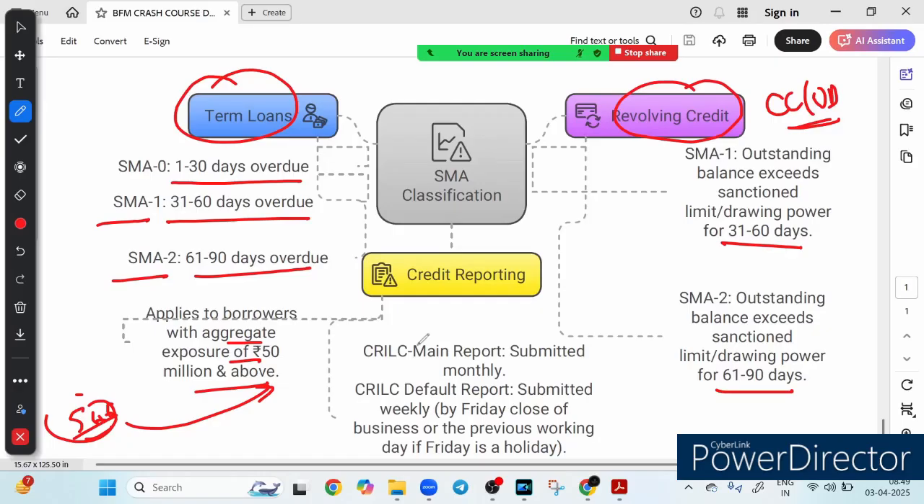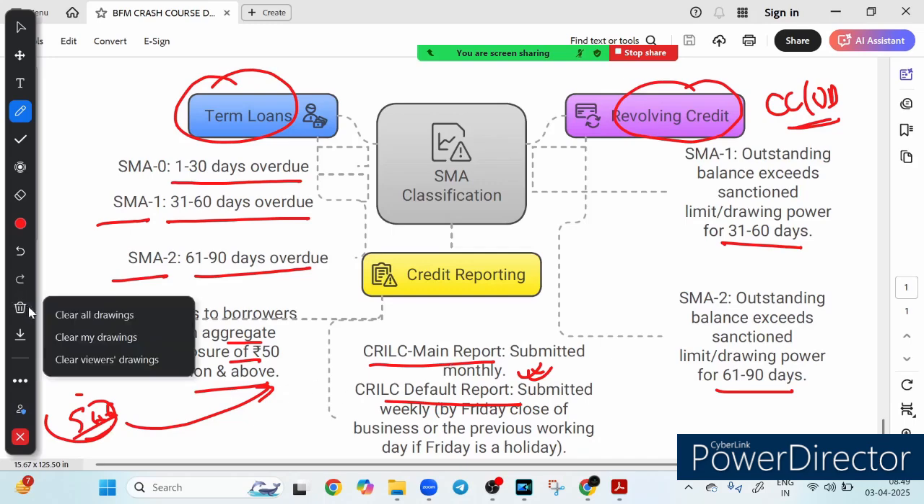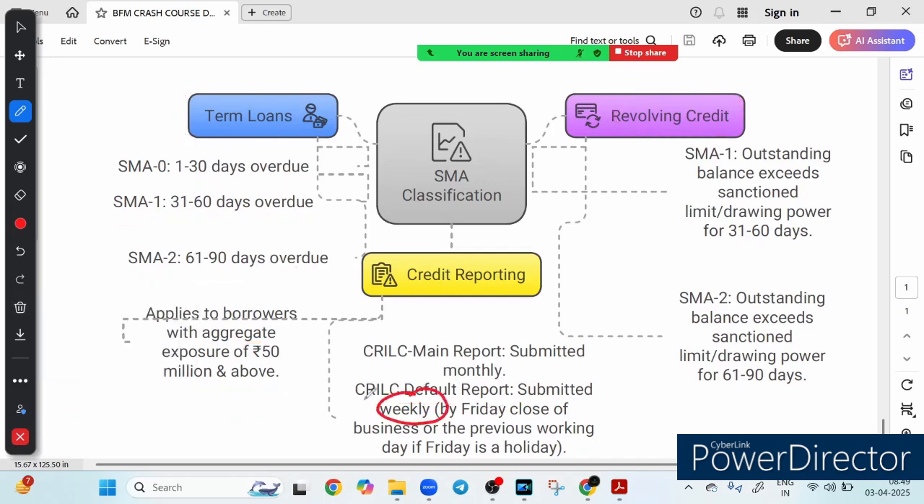CRILC has two kinds of reports: the CRILC main report and the CRILC default report. The main report is submitted monthly to track all SMA accounts. The default report is submitted weekly, especially if there is a default in payment or an overdue loan. Remember, the CRILC default report is submitted every week. This report is critical for timely identification of potential NPA. So friends, that is all you need to remember from this particular chapter.